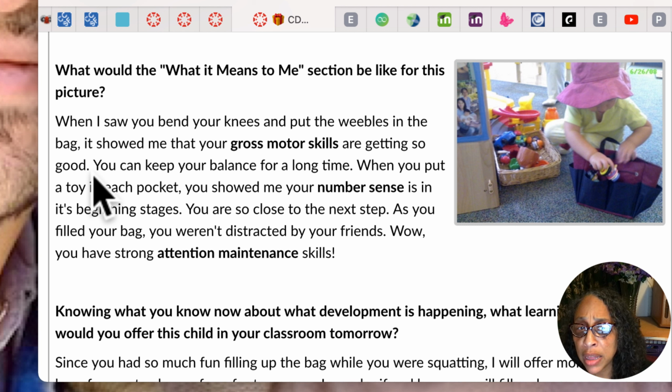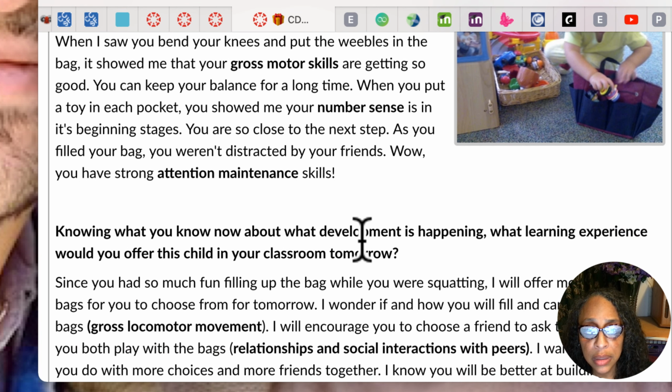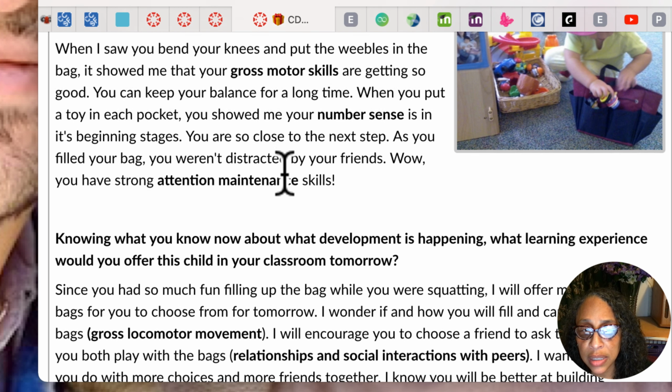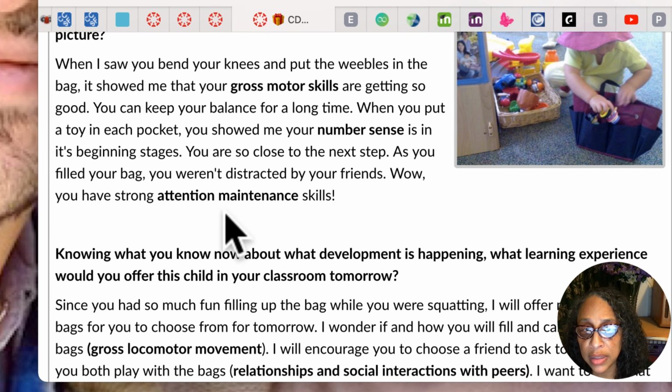You can keep your balance for a long time. When you put a toy in each pocket, you showed me your number sense. You're so close to the next step. When you fill your bag, you're distracted. You weren't distracted by your friends. That's attention maintenance.